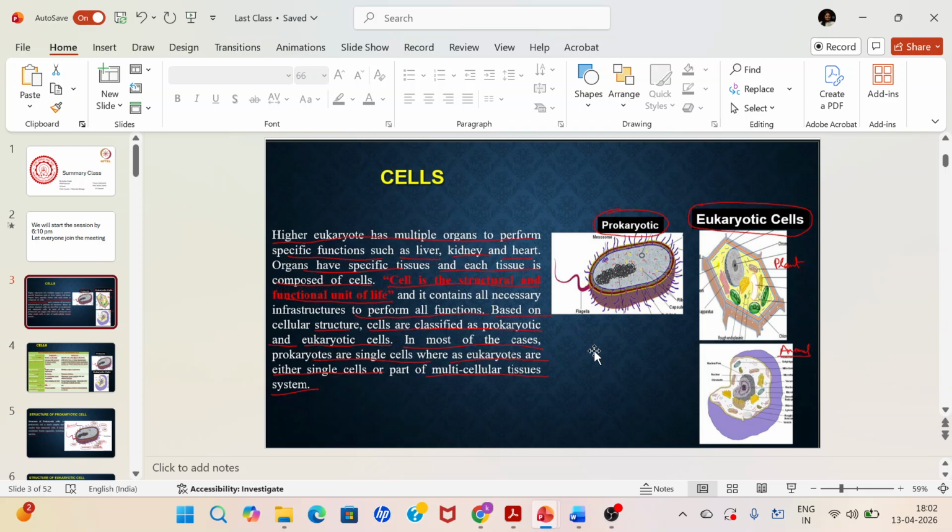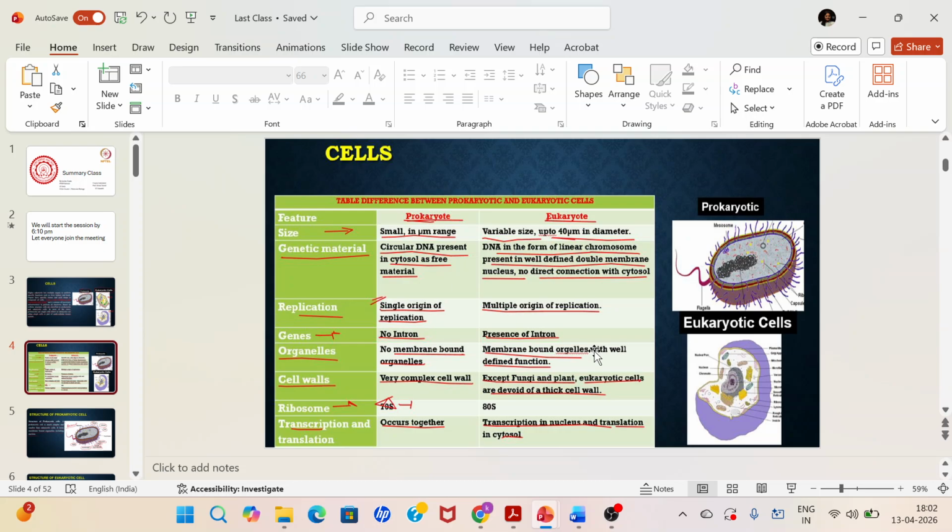So this is what a cell is. Next, what we learned in the first week was the difference between prokaryotic and eukaryotic cells. Prokaryotic cells are smaller in size, while eukaryotic cells can be as large as 40 micrometers in diameter.